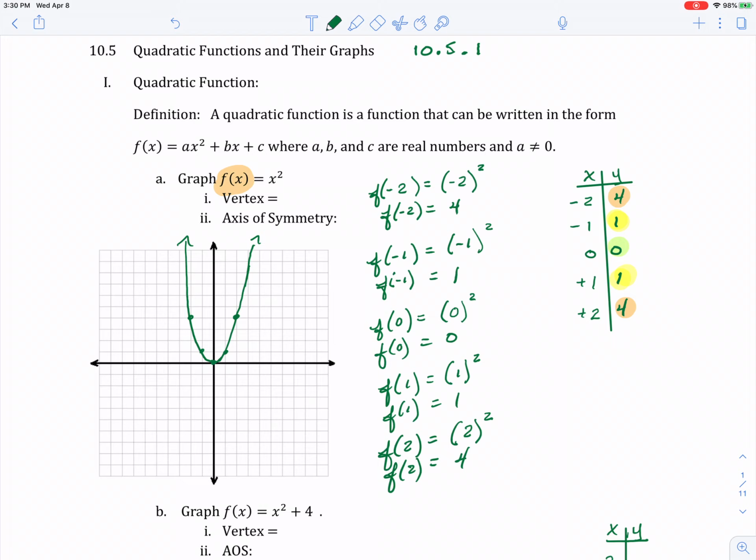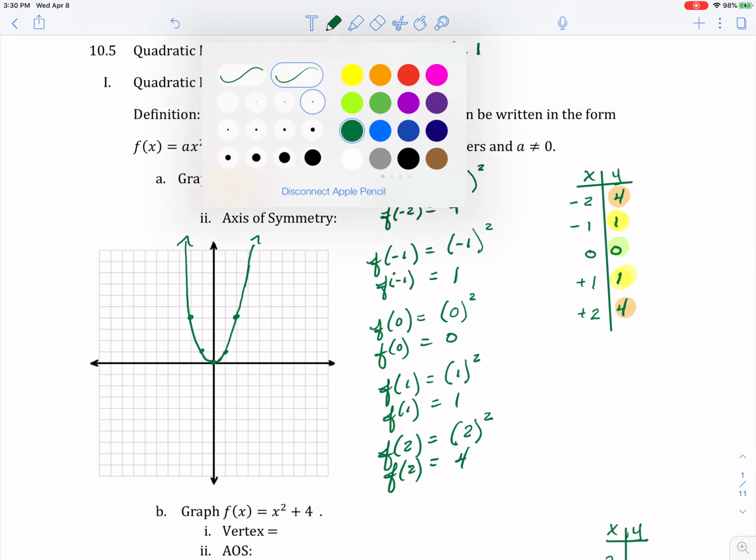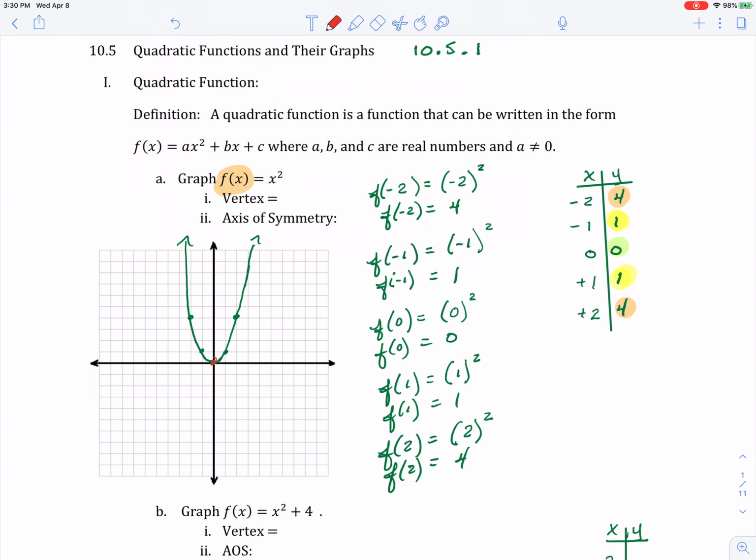So the vertex on this one, we also refer to that sometimes as the turning point. And later on you'll hear me call that the minimum point, because it's the lowest point on the picture. So the vertex here, we're going to write down the coordinates. 0, 0 is where the turning point or the minimum point or the vertex is located.